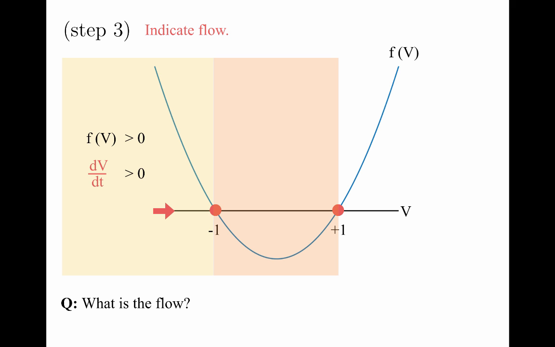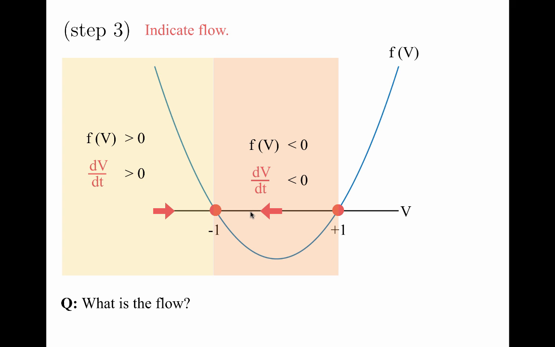Let's consider another interval, this second interval shown here in orange. Again, we'd like to ask, what is the sign of f of v in this interval between the two fixed points? If we look at the blue curve, we see it falls below the horizontal axis here. So in this case, f of v is negative in this orange interval. If f of v is negative, what is dv dt? Well, dv dt is equal to f of v, so it's also negative. And if dv dt is negative, that means v decreases in this interval. We can indicate this decrease graphically by drawing a red arrow pointing to the left. So if we choose any value of v in this interval, it'll decrease and move to the left.